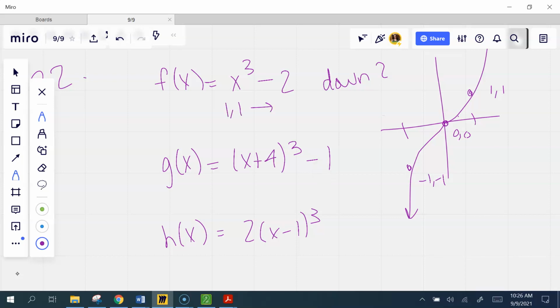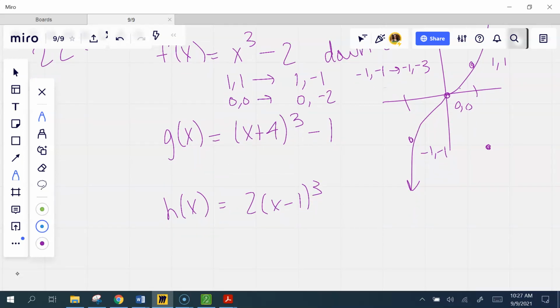1, 1 would become, if you shifted it down 2, what would it become? 1, -1. And 0, 0 would become 0, -2. And -1, -1 would become -1, -3. That's exactly right. Does that make sense?